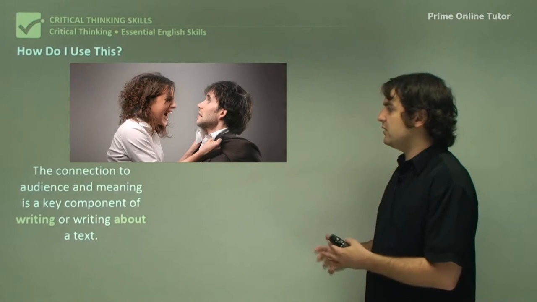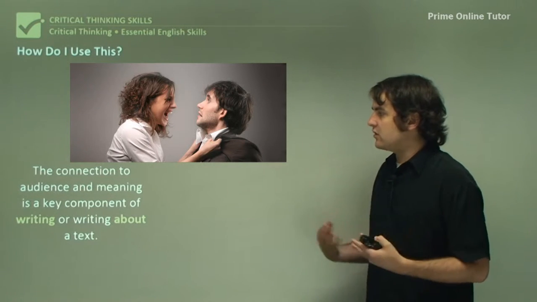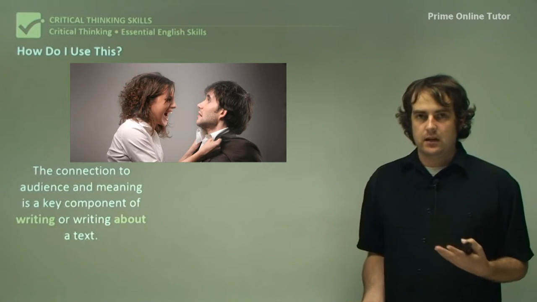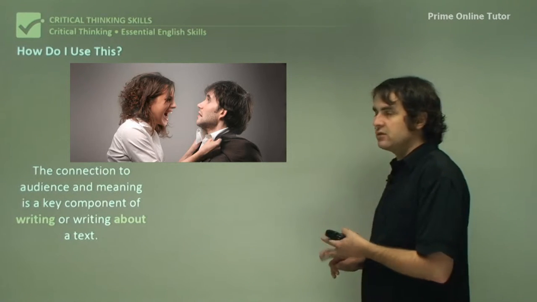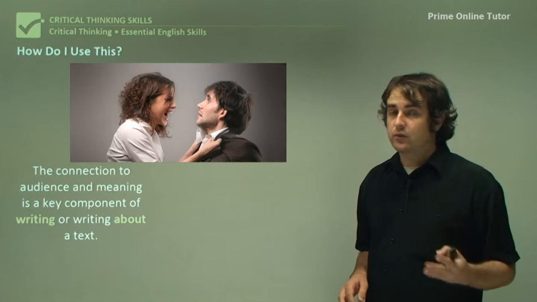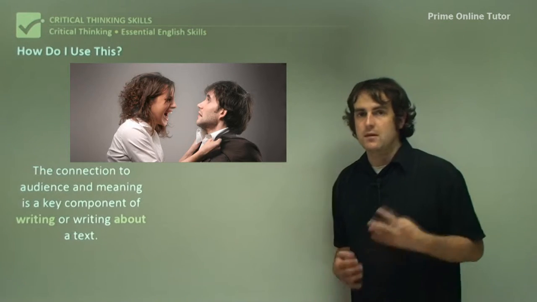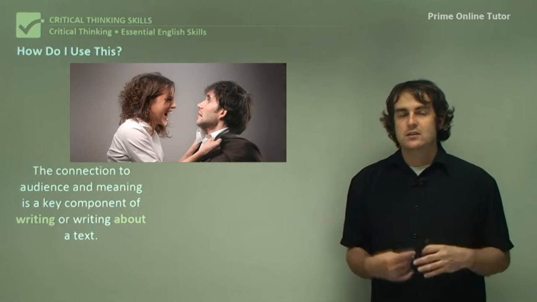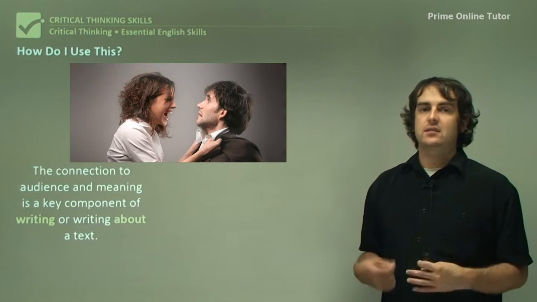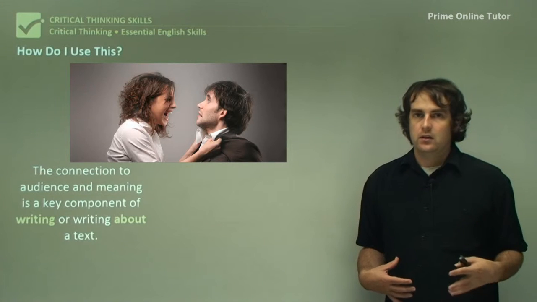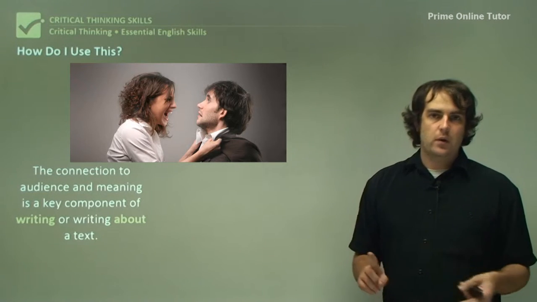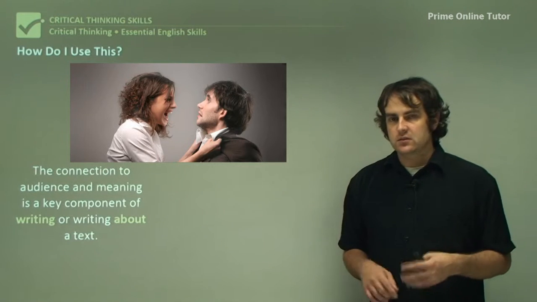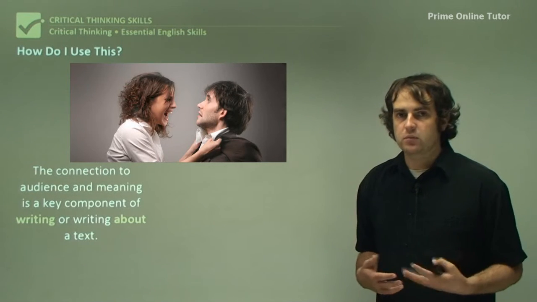Okay, so how do you use this? Well, the connection to audience and meaning is a key component of writing or writing about a text. If you're writing a text, then you need to try and connect with your audience somehow, and you'll be using those three methods in order to do that. If you're writing about a text, then you need to talk about how a text is actually doing that. Whether it's in a logical way, an emotional way, or a moral way, all of those things incorporate what a text may be trying to do.